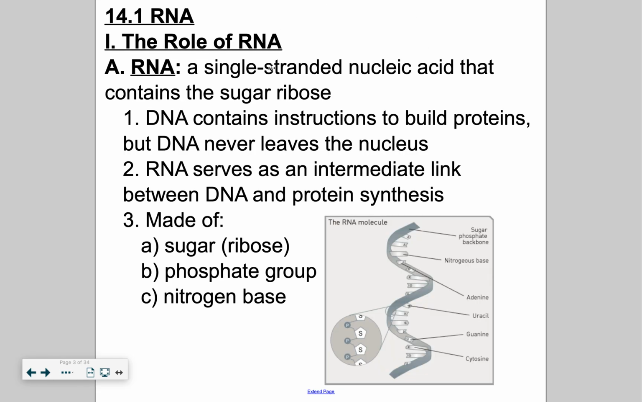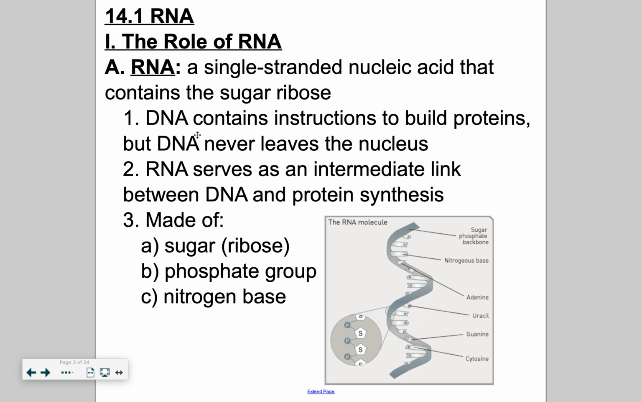Okay, so section 1 is about the role of RNA. RNA stands for ribonucleic acid. It's a single-stranded nucleic acid. And the sugar is ribose. So just in that one sentence, there are 2 differences. Single-stranded nucleic acid. Well, DNA was double-stranded. Contains the sugar ribose. Well, DNA was deoxyribose.